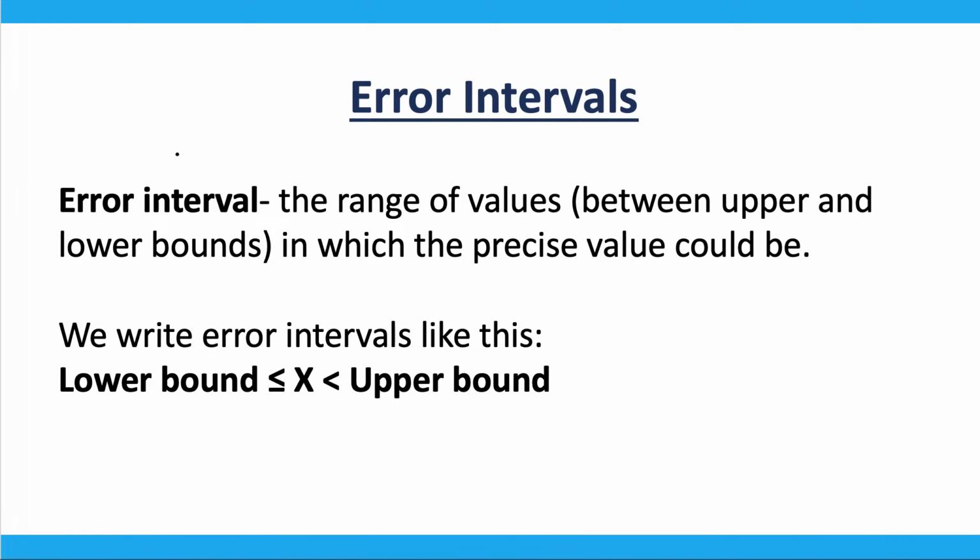The definition of error intervals is the range of values between the upper and lower bounds of a number, and the precise value should be between this range. And you write the error interval just like this. You have the lower bound and you have the upper bound. The lower bound is the lowest number which could round to that number, and the upper bound is the highest possible number, and anything below that will round down to the number.